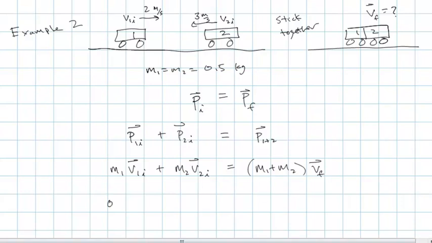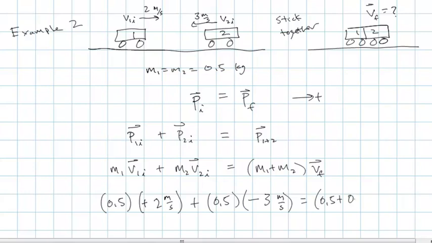Let's put some numbers in. 0.5 kilograms. V1 is moving in the positive direction. I guess I should define the positive direction. I'm dealing with vector quantities. It's moving in the positive direction at 2 meters per second. M2 is also a half a kilogram, and it's moving in the negative direction at 3 meters per second. At the end, we have half a kilogram plus half a kilogram. And V final is what we are looking for.